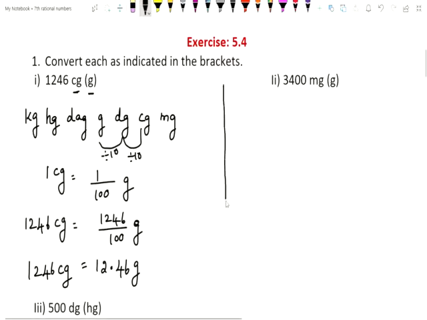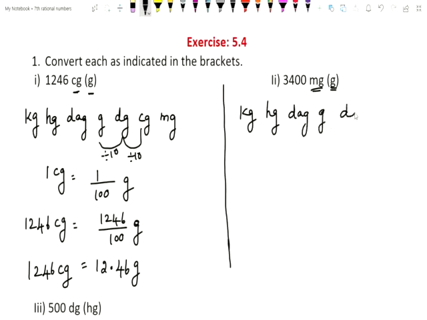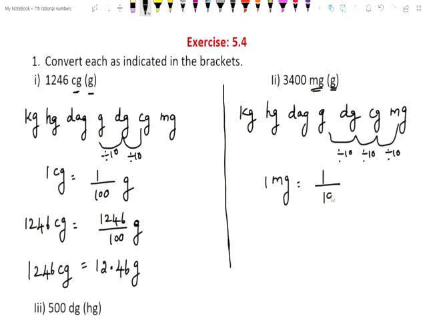See the next one. 3400 milligram, we are going to convert into gram. First write the order: kilogram, hectogram, decagram, gram, decigram, centigram, milligram. So milligram to gram: 1, 2, 3. So divide by 10, divide by 10, divide by 10. So 1 milligram equals 1 by 1000 gram.